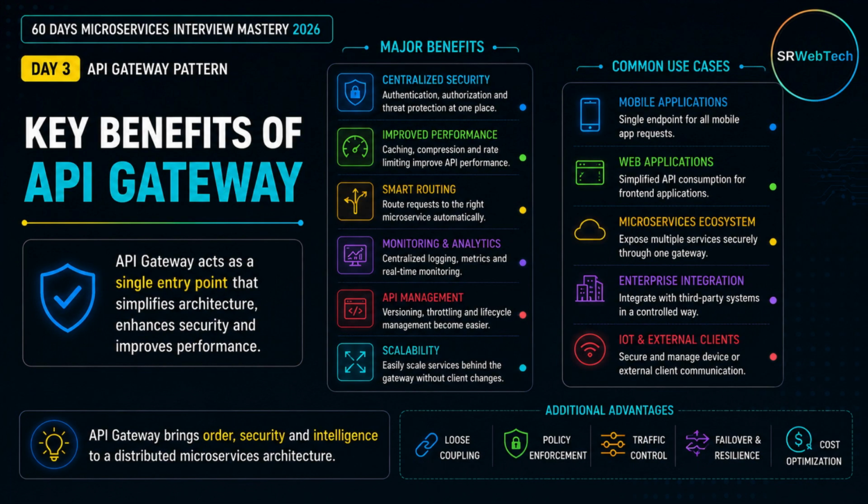What happens if the API gateway goes down? Even when the backend microservices are healthy, clients may not be able to reach them. This makes the gateway a critical dependency. A single gateway instance can become a single point of failure. In production, we should use multiple gateway instances, health checks, and load balancing. The goal is to keep the gateway highly available and prevent one failure from affecting the entire system.